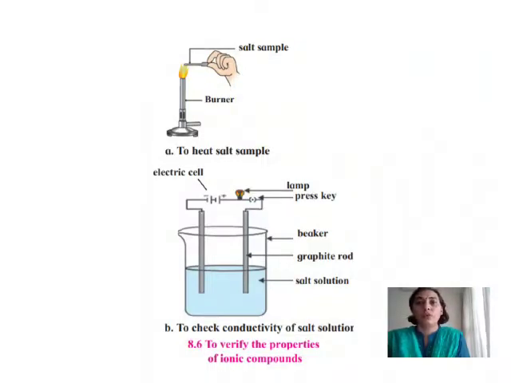Now, before we go on to the properties and the characteristics of ionic compounds, there is a small activity given in the textbook, which we are going to quickly discuss. In this activity, they have asked you to take a few samples of ionic compounds, like sodium chloride, that is common salt, potassium iodide, that is KI, and barium chloride, that is BaCl2. You have to take a small quantity of these salts in a spatula, heat it over a flame, and draw the conclusions.